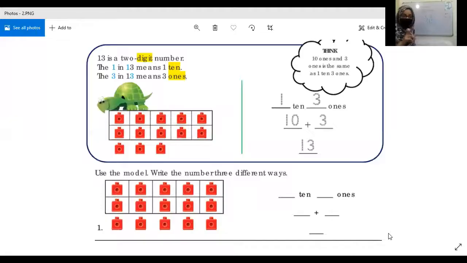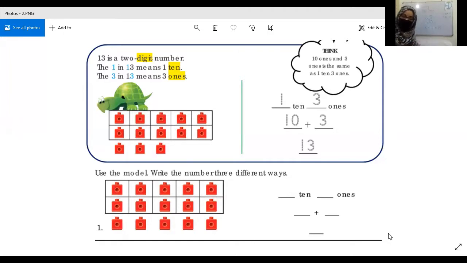It says that 13 is a two digit number, and the 1 in 13 means 1 ten and the 3 in 13 means three ones. Are you getting this? Right? Now, on the right hand side, blanks were created: 1 ten and three ones. Now, 1 ten means 10, plus 3, and then it becomes 13. Are you getting my point?